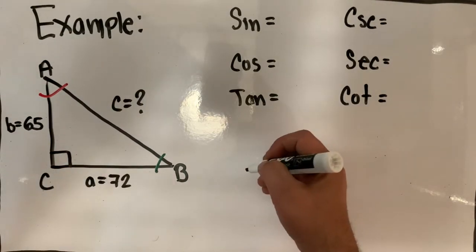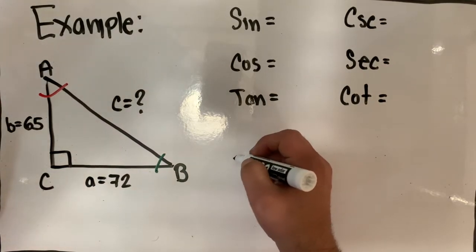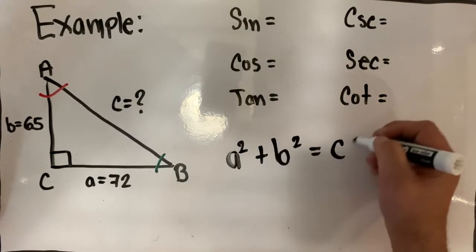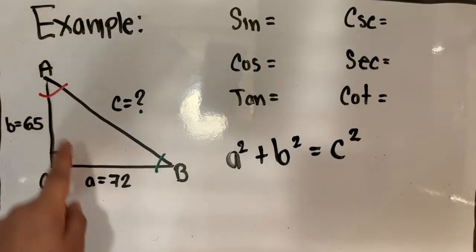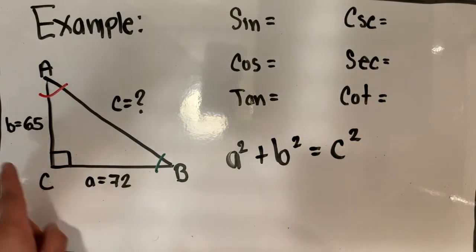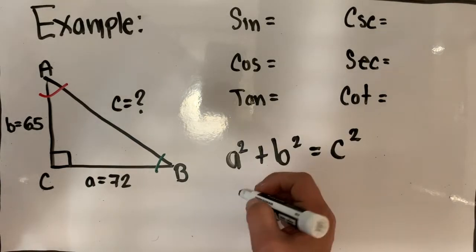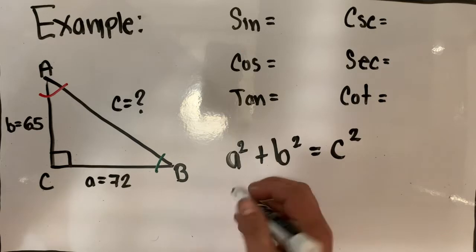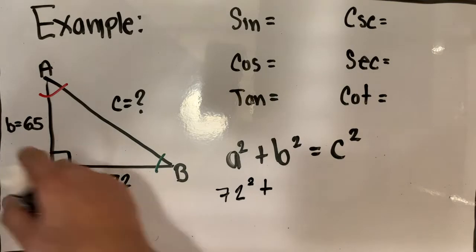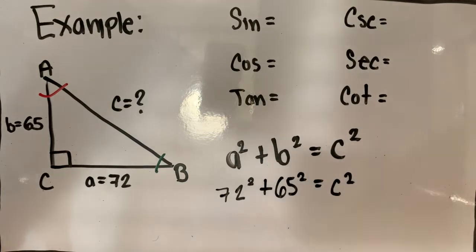Okay, the first thing that we have to do is to use the Pythagorean theorem. Remember that according to Pythagoras, a squared plus b squared is equal to c squared. In this case, remember that a and b can be this leg or this one. It doesn't matter the order that you put it in. Okay, let's start by replacing the values in the formula. a squared is going to be 72 squared plus 65 squared equals c squared.